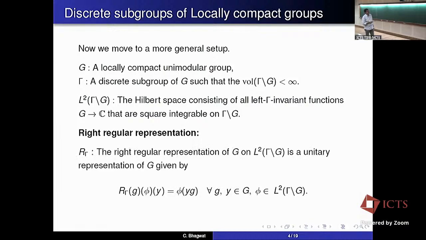And now one of the more interesting and important representations of the group G on this space is the right regular representation. You just translate your function like this to get a unitary representation. You can imagine that in the interesting cases, G will be, let's say, SL2R and gamma is like SL2Z. Then the quotient is certainly a large space, finite volume, but a reasonably large space. And then you'll have an infinite dimensional Hilbert space associated. So we immediately go beyond finite dimensional representation theory by looking at such things.